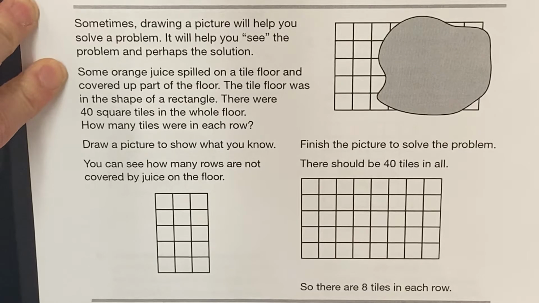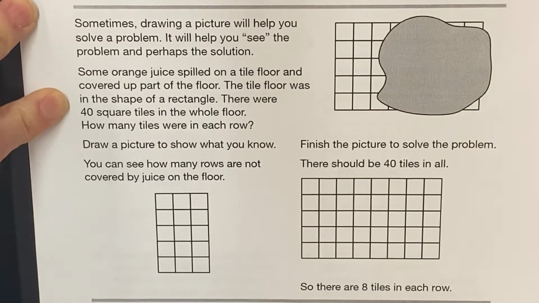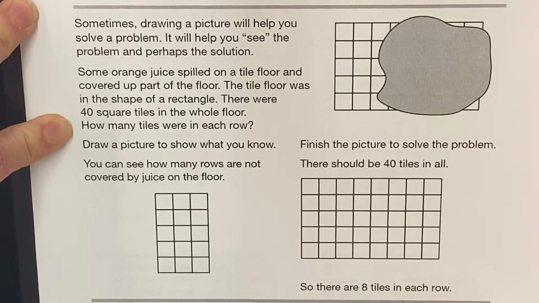Here's the problem. Some orange juice spilled on a tile floor and covered up part of the floor. The tile floor was in the shape of a rectangle. There were 40 square tiles in the whole floor. How many tiles were in each row?